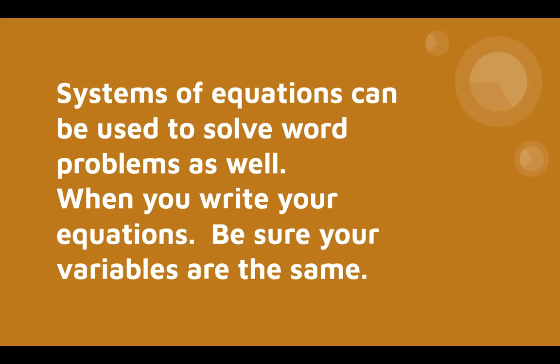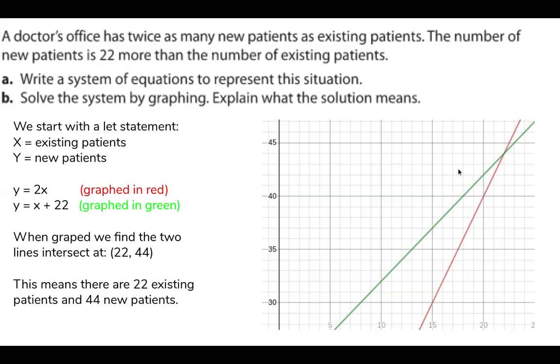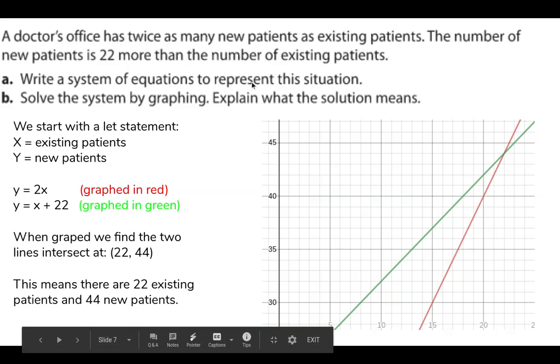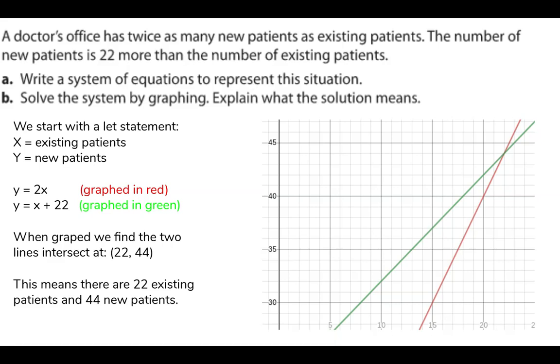Now, we use systems to solve real-world problems as well. So we can use them in word problems. And when we do that, we want to make sure that as we write the equations, our variables end up being the same. All right. So here's just an example of how that could happen. And what it does is allows us to compare different quantities over the course of different events.